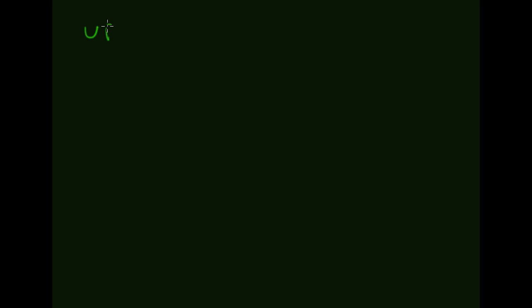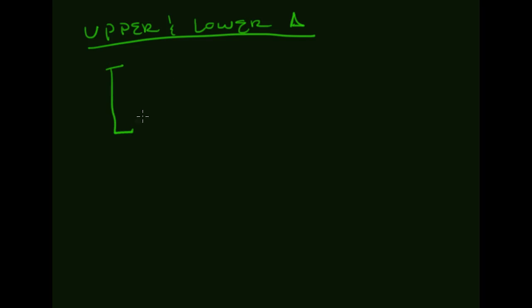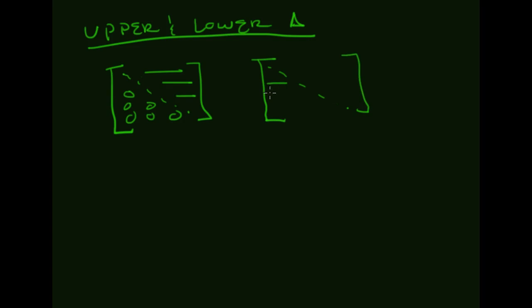Okay, so we have upper and lower triangular matrices, which actually have a very easy determinant to compute. An upper triangular matrix is going to have values down the diagonal, values up here, and then everything below the diagonal is going to be zeros. A lower triangular matrix has values down the diagonal, values here, and everything above the diagonal is going to be zeros. So this is upper triangular, this is lower triangular.